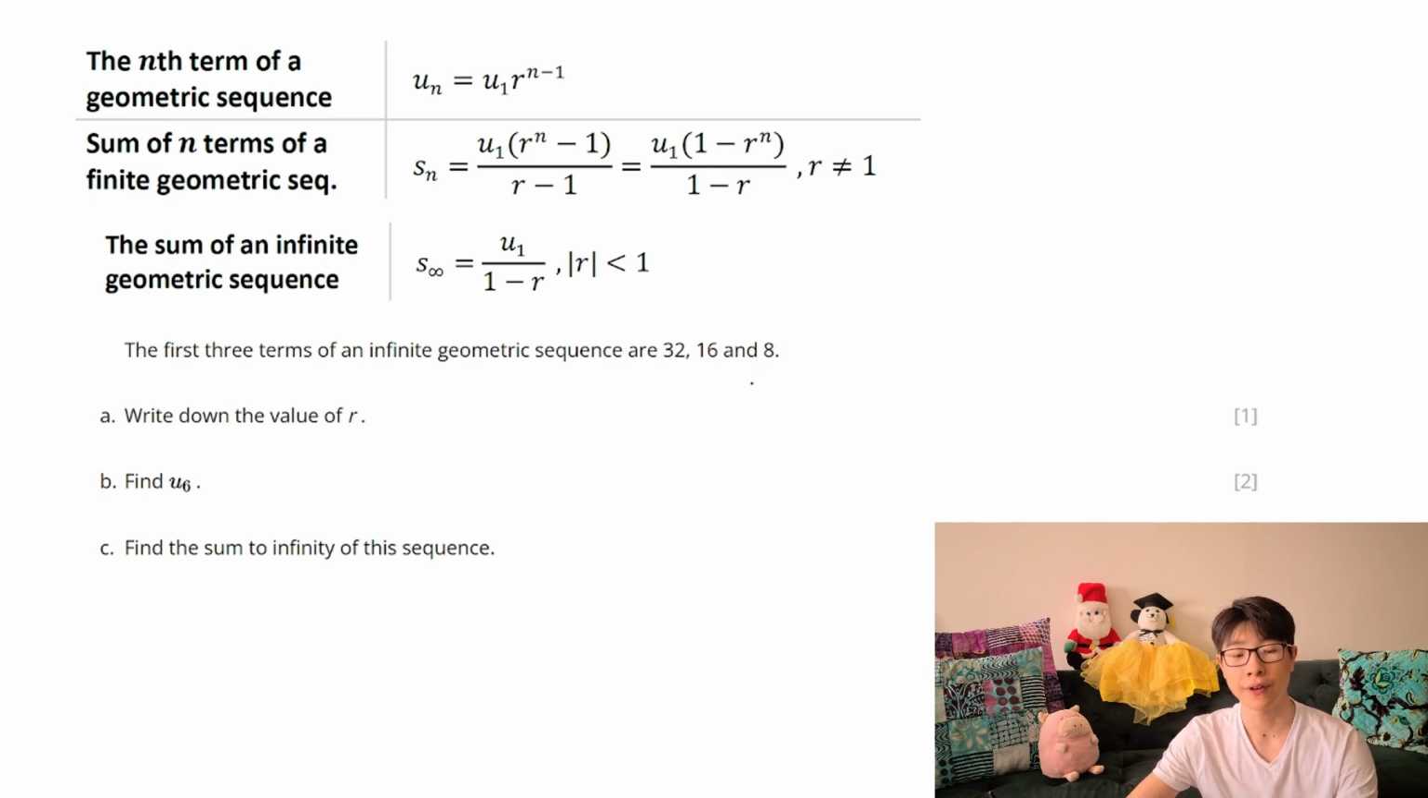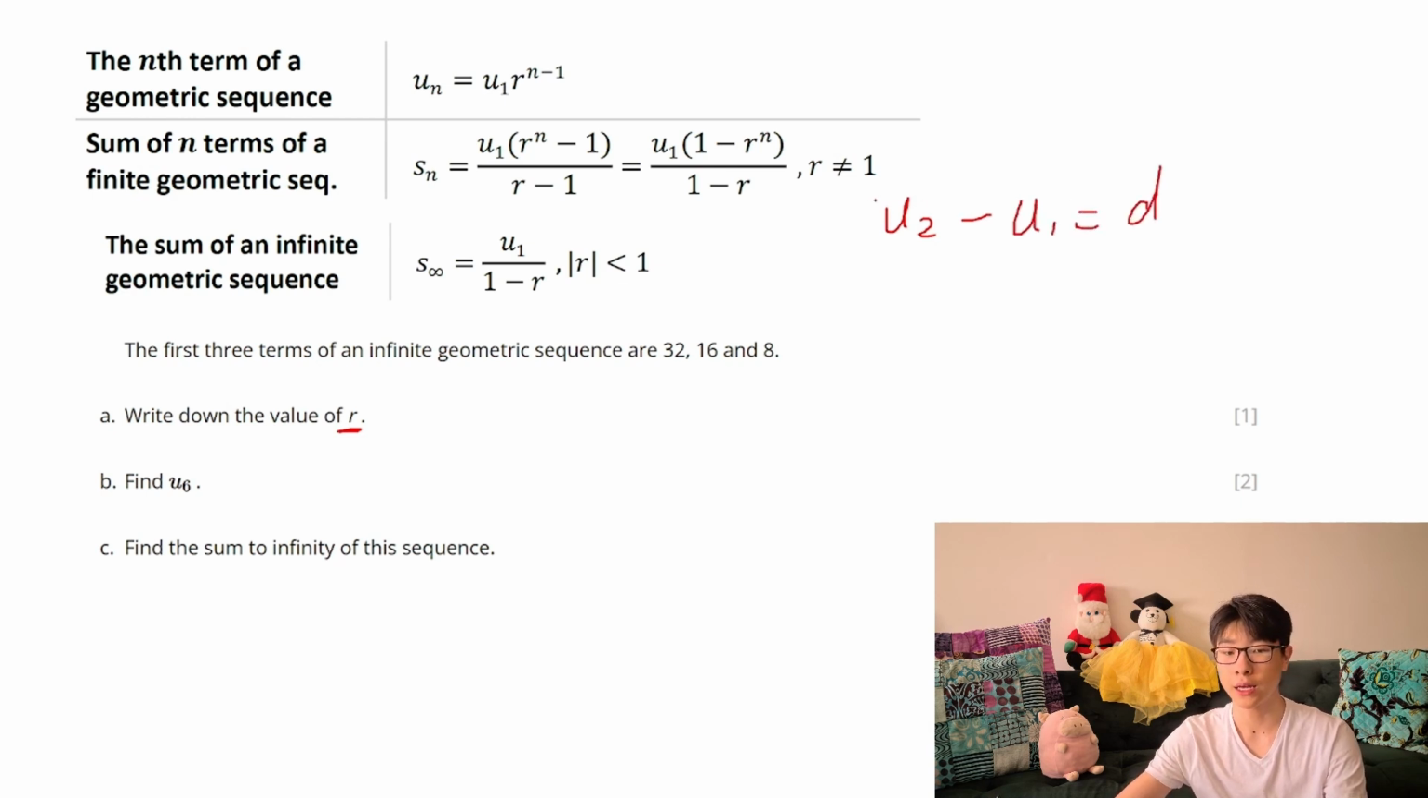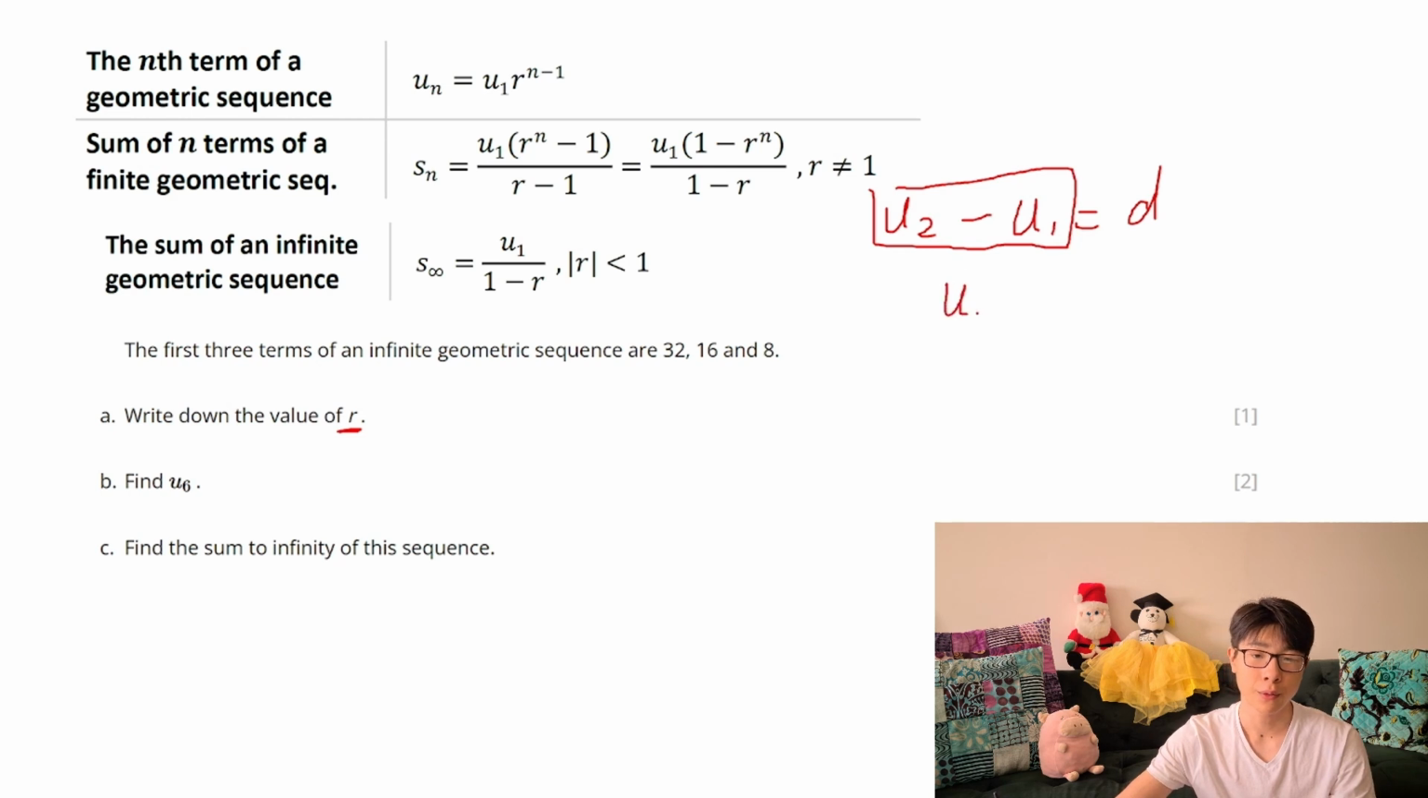We want to write down the value of r. To solve this question, we want to take an approach that is similar to what we would do for an arithmetic sequence. In an arithmetic sequence, if you want to find the common difference, we just need to take the difference between 2 consecutive terms. u2 minus u1 would give our common difference. But in geometric sequences, the only difference is that we want to be dividing, because it's a common ratio.